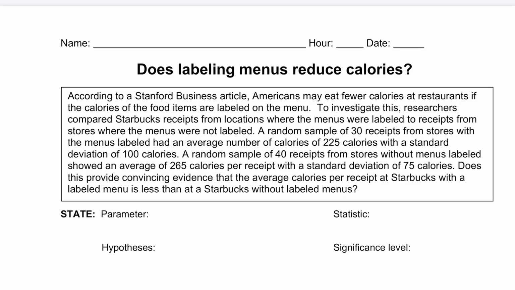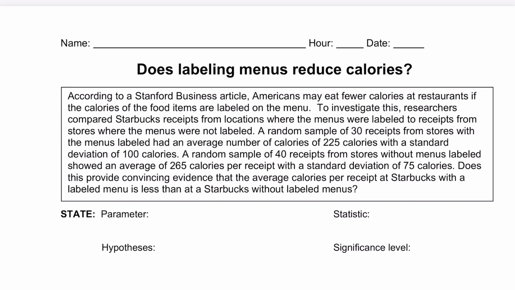Okay, so these are the notes for doing a significance test for a difference of means. According to a Stanford Business article, Americans may eat fewer calories at restaurants if the calories of the food items are labeled on the menu. To investigate this, researchers compared Starbucks receipts from locations where the menus were labeled to receipts from stores where the menus were not labeled.